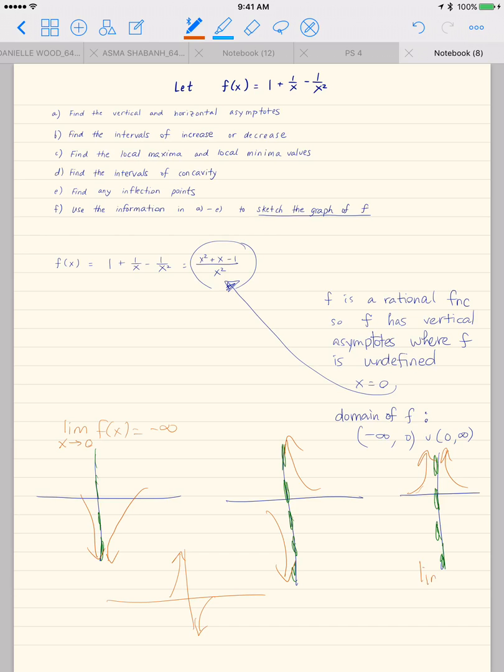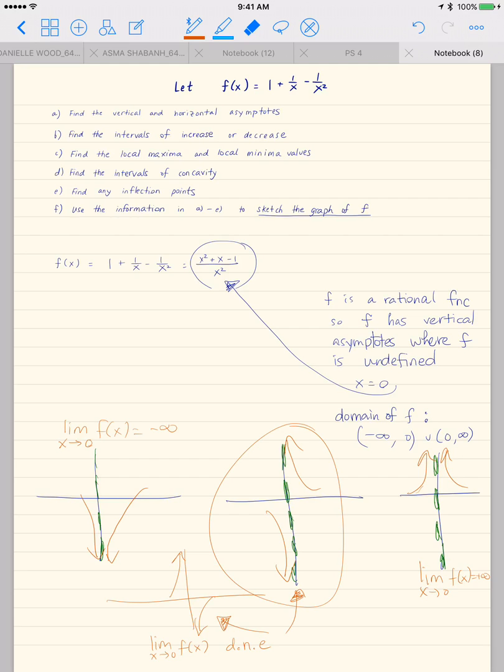And this one is limit as x approaches 0, f of x equals plus infinity. This one is the limit as x approaches 0, f of x does not exist, right? Because the limit from the left is not equal to the right. And we have the same for this graph right here.